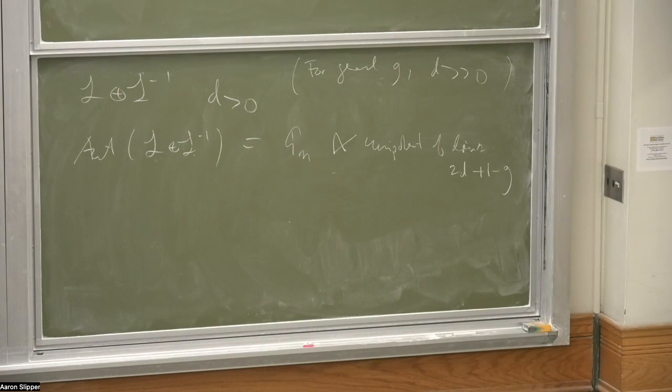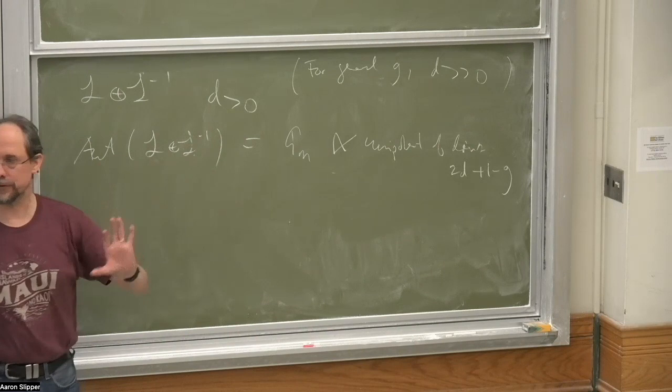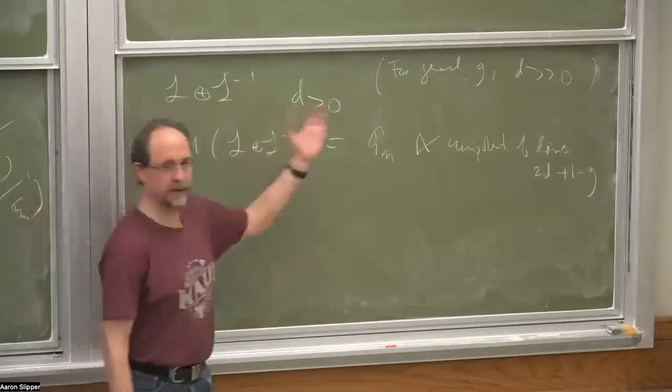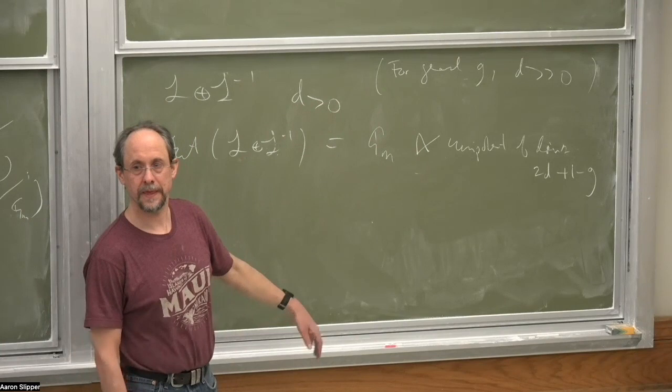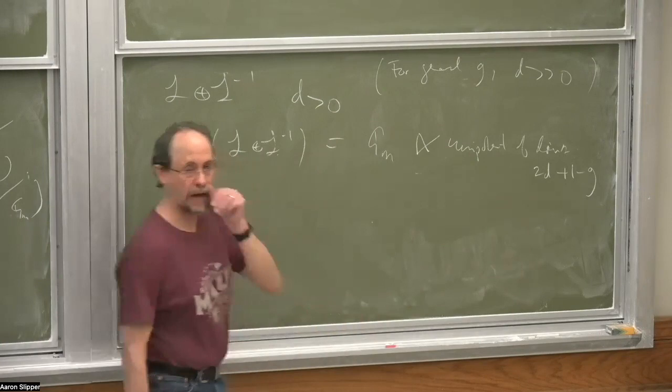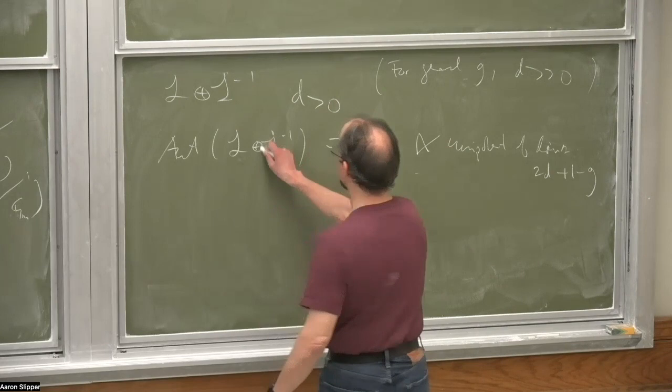But for general G, understanding what the H1 and H0 are of this degree 2d thing is a bit subtle if d is not too big. But eventually, if d is big enough, if d is bigger than or equal to the genus, say, then again the H1 in Riemann-Roch will go away and you'll just have the same structure. So we have these points.